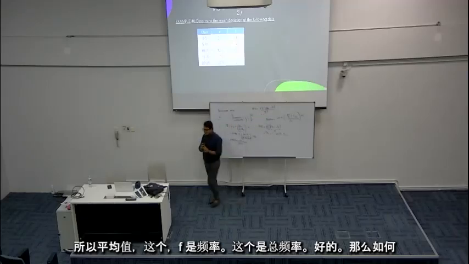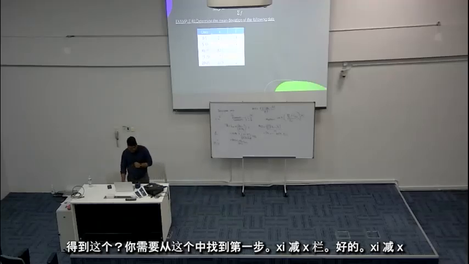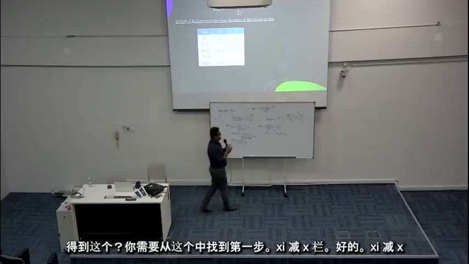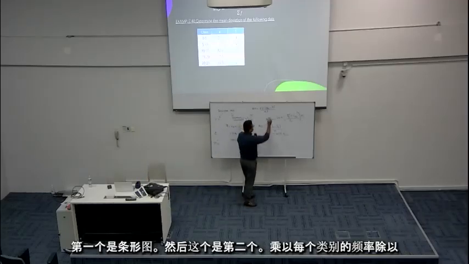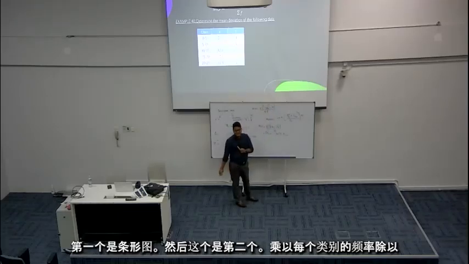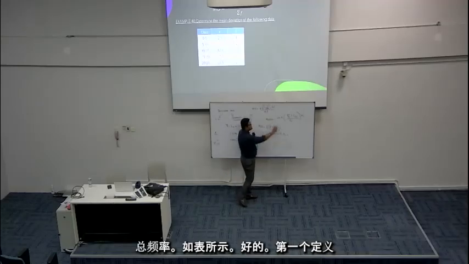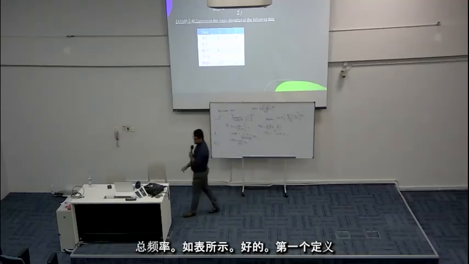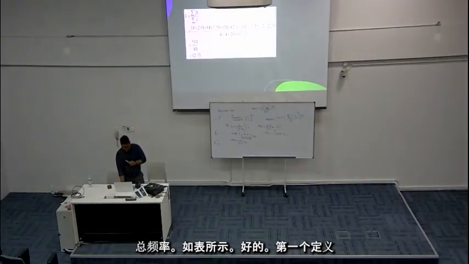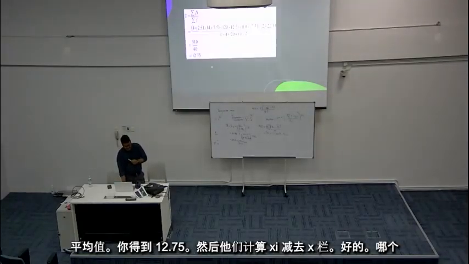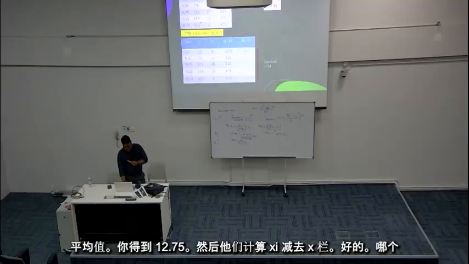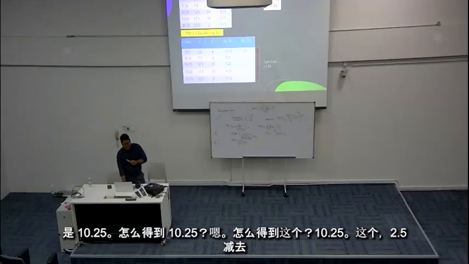So, how to get this one? The first step you need to find is Xi minus X bar first, and then the second step is to multiply by the frequency of each category, divided by the total frequency. That is shown in the table. First, they find the value of the mean, and you get 12.75. After that, they calculate Xi minus X bar, which is 10.25.